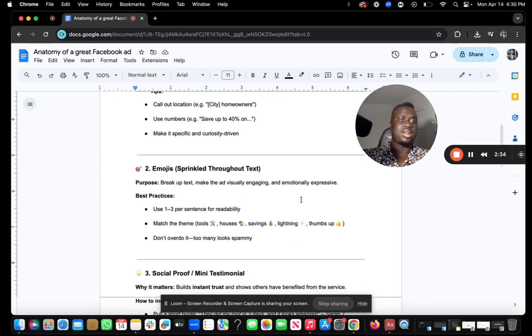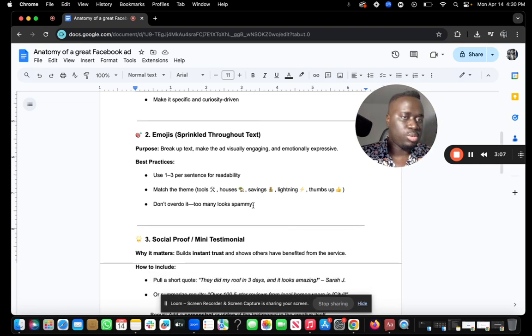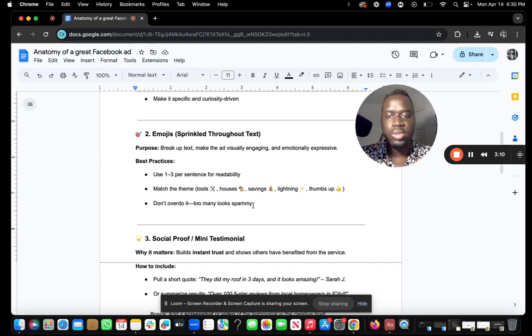Now, emojis. I know if you don't use emojis in your ads, you're probably like, emojis. Emojis go a long way because they grab attention. They stand out, especially on Facebook where people are looking at cat videos and they're scrolling a lot. Your ad has to stand out more than just the creative. So on your ad copy, you want to have emojis. 1 to 3 per sentence, readable. Match the theme: tools, houses, savings, lightning, thumbs up, whatever is related to what you offer, right? Make it relevant to it. And don't put too many emojis. It looks spammy. Don't do that.